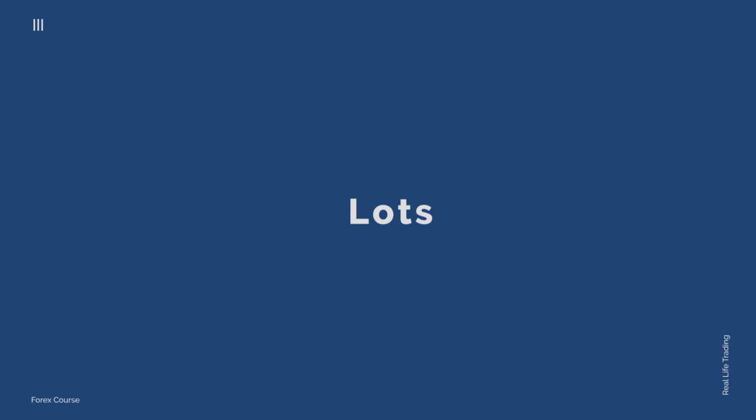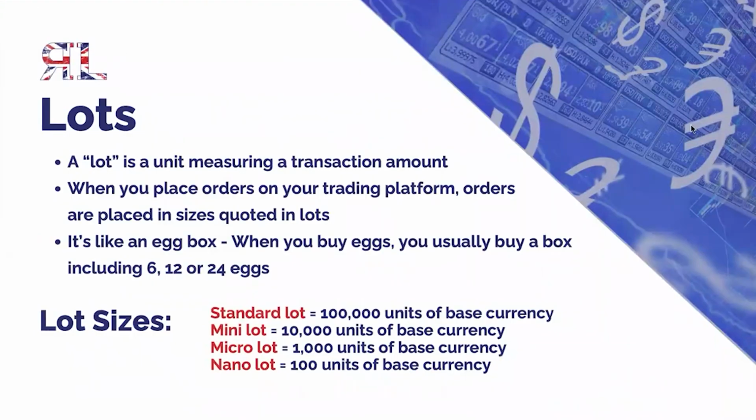So if we're looking at lots, a lot is a unit measuring a transaction amount. When you place orders on your trading platform, orders are placed in sizes quoted in lots. So just terminology, really. Just get used to lots being what you're going to be trading. For those of you who are new to trading and don't have any other experience, if you can imagine, especially in the UK and in Europe, when we buy eggs, they normally come in boxes of 6, 12, or 24. So just imagine that that's what you're going to be trading. You're going to be trading certain types of packages.